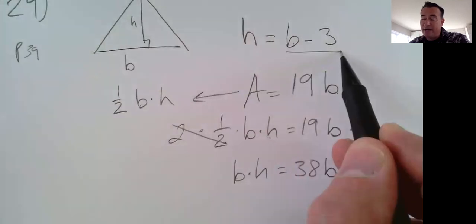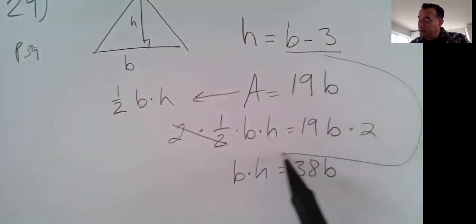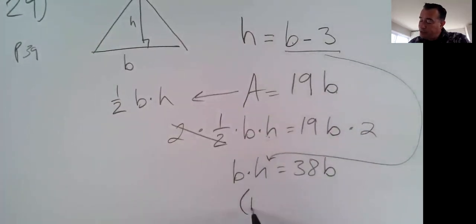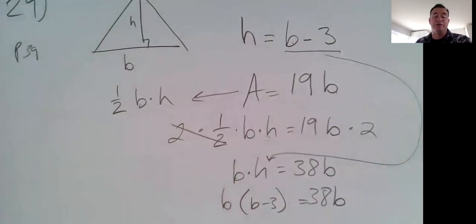All right, so now this b minus 3 here, I'm going to substitute in for my h. I'm going to use a set of parentheses. b times (b minus 3) is equal to, there's a b, there's 38b. We now have an equation in terms of all of the same variables.